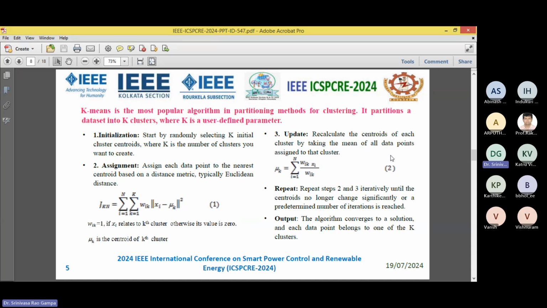Once the centroids are initiated, after that we repeatedly update the centroids. We calculate the centroid of each cluster by taking the mean of all data points assigned to that cluster. We repeat these steps repeatedly until there is no change in the updating of the centroids.